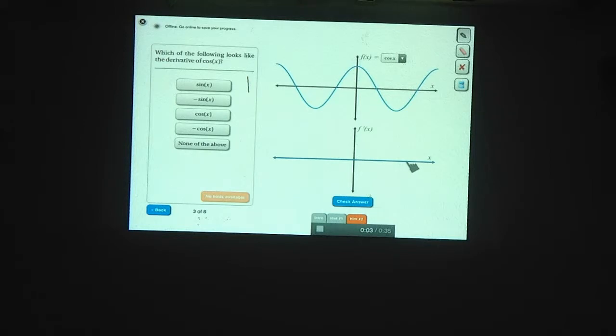In case you forget what these functions on the left look like, let's quickly graph them. The sine function looks like this. It's increasing at the origin. The negative sine function is decreasing at the origin. The cosine function, which is the thing that's graphed on the right, starts at a maximum and then goes down on both sides. And the negative cosine function starts at a minimum and then goes up on both sides. Which one looks like the graph of the derivative?